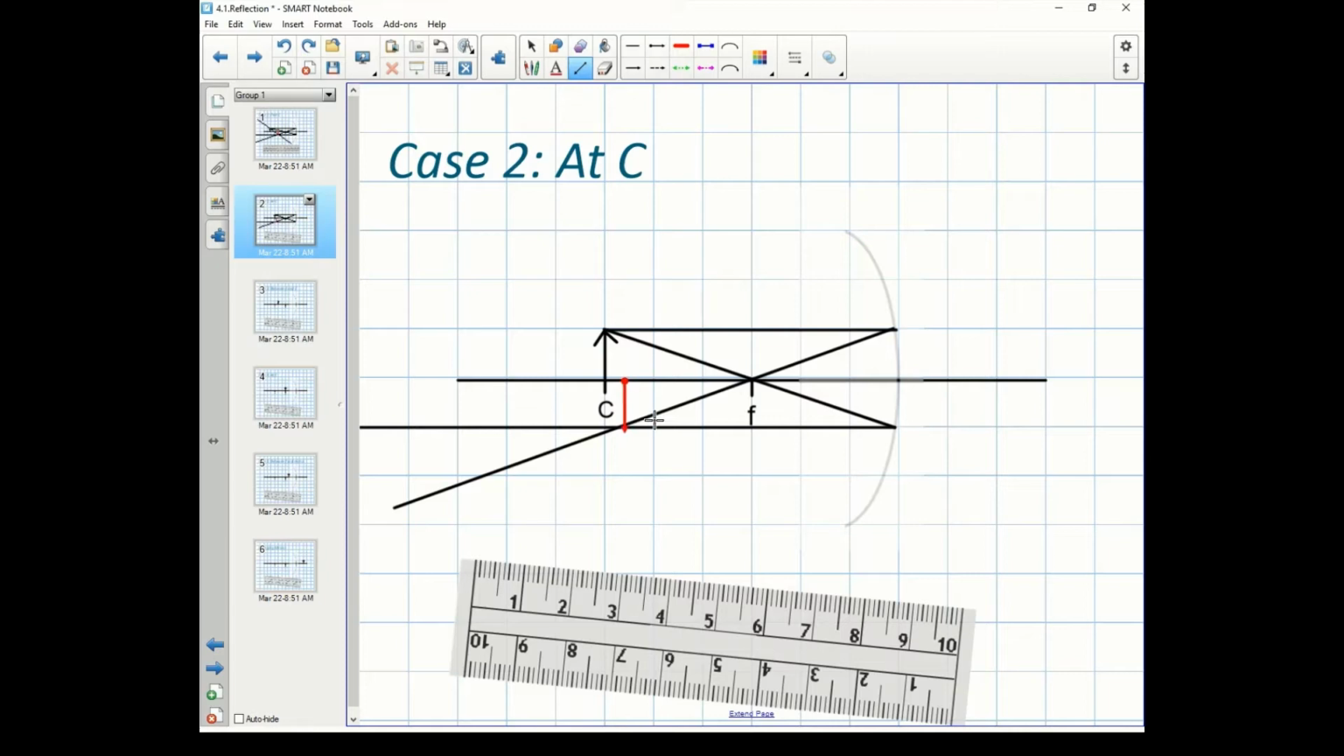This is where our image meets up, and you can see that our image is about 1 block big, so it looks like it's the same size. It's still upside down, so it's still inverted, and it's real because it's on the same side of the mirror as the object. So we produce an inverted, same size, real image.